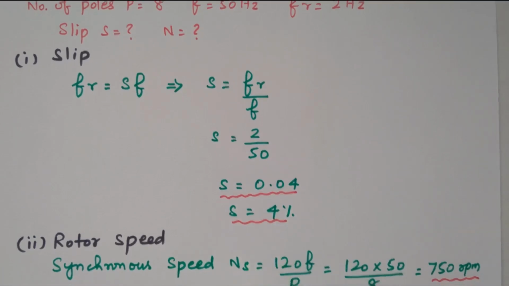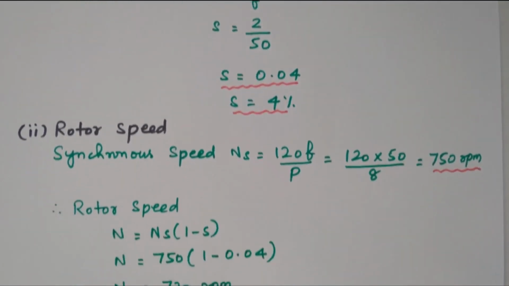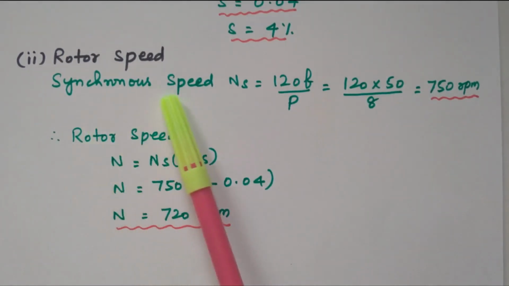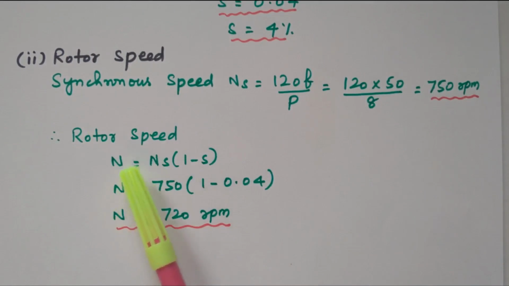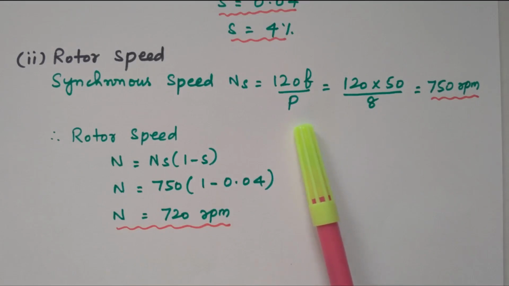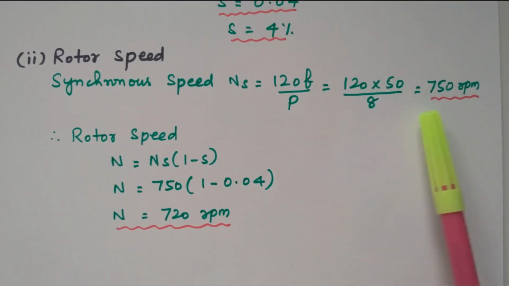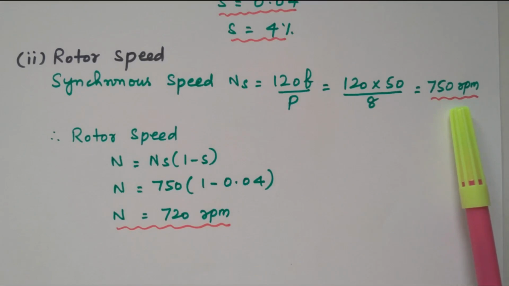Now we need to find the corresponding rotor speed. Before that, we will find the synchronous speed, so that we can find the rotor speed. So synchronous speed ns equal to 120 F by P, a very standard formula. This F is nothing but the supply frequency, divided by the number of poles. So 120 F by P means 120 into frequency 50, number of poles 8. By simplifying this, we got 750 rpm. The synchronous speed of the 3-phase induction motor is 750 rpm.